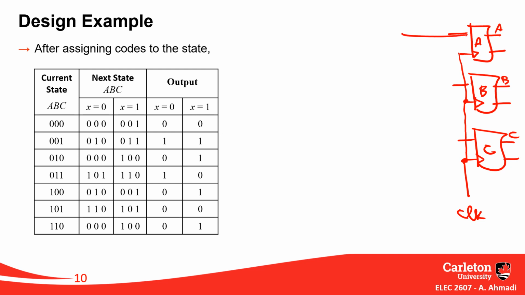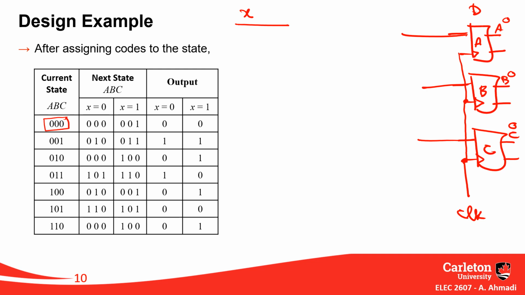What we want to do is this. If we are at 0, 0, 0, meaning A is equal to 0, B is equal to 0, C is equal to 0, and your input is here, top X, and your input is 0, you want flip-flop A, flip-flop B, and flip-flop C to stay at 0. Well, here we have D flip-flops, so the answer is so simple. If you want them to stay at 0, just give them 0.